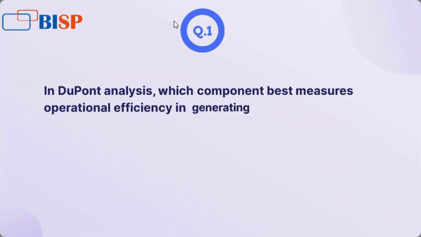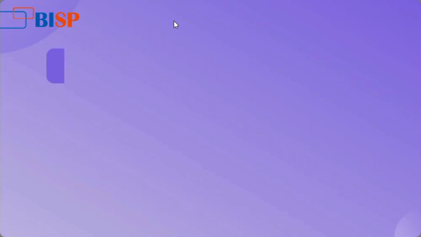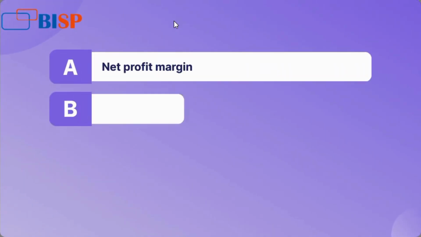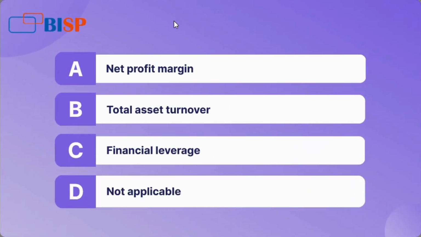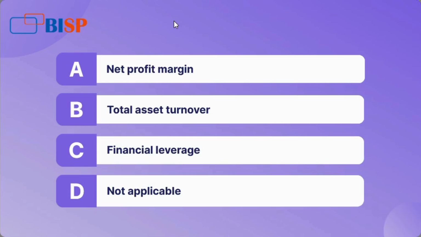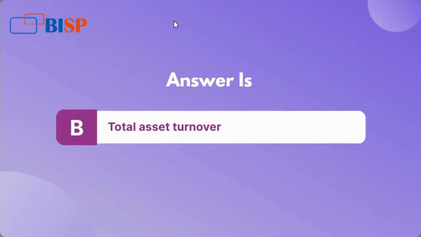In DuPont analysis, which component best measures operational efficiency in generating revenue from assets? A. Net profit margin. B. Total asset turnover. C. Financial leverage. D. Not applicable. Answer is B. Total asset turnover.